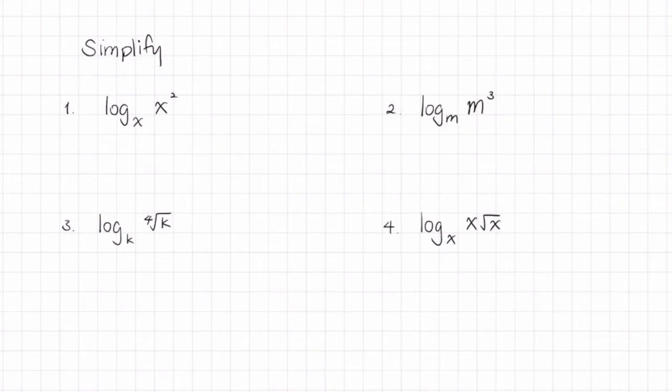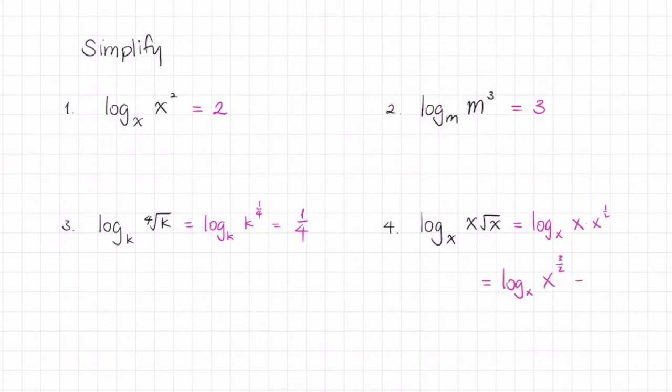And then you might be asked to simplify, but this is very much the same thing, except we don't have numbers and we just have variables. Log base x of x squared would be just 2. Log base m of m cubed would be 3. And this one would be log base k of k to the 1/4 power, so that would just be 1/4. And here, that's log base x of x times x to the 1/2. And so that's log base x of x to the 3/2. So that would be 3 over 2.